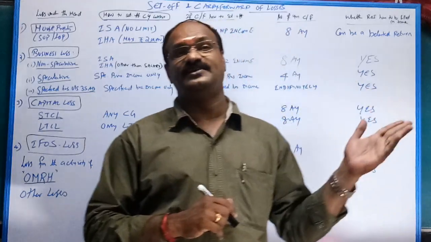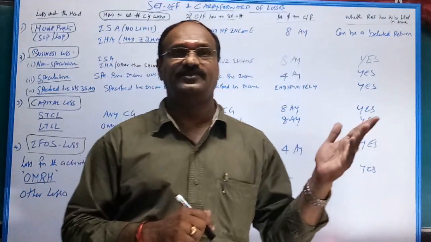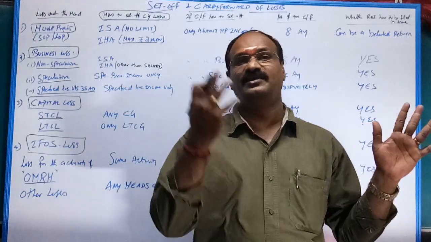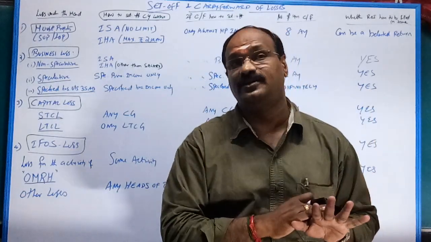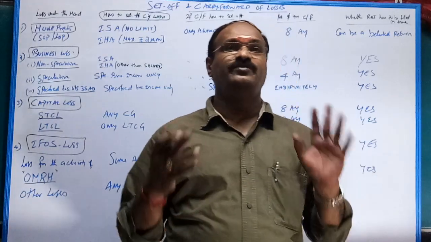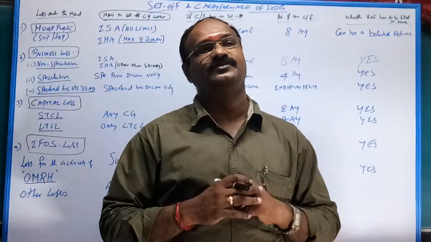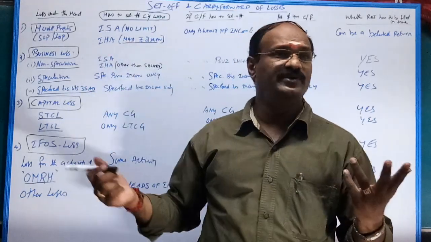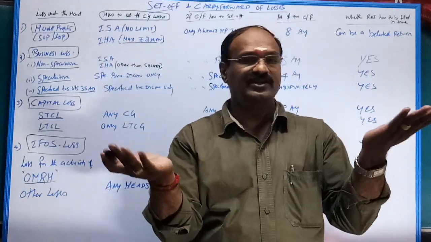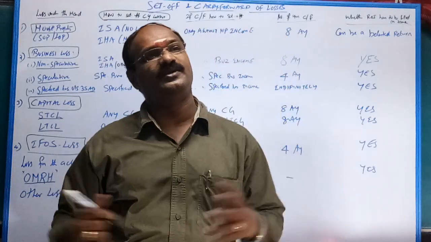Other income, say 5 lakhs. Okay, other heads of income 5 lakhs. But my house property loss is 3 lakhs. Can I set off the entire 3 lakhs, sir? The answer is no. Maximum set off is 2 lakhs in case of inter-head adjustment. In case of inter-source adjustment, there is no limit. House property loss, house property income, you can set off the maximum, no problem at all.